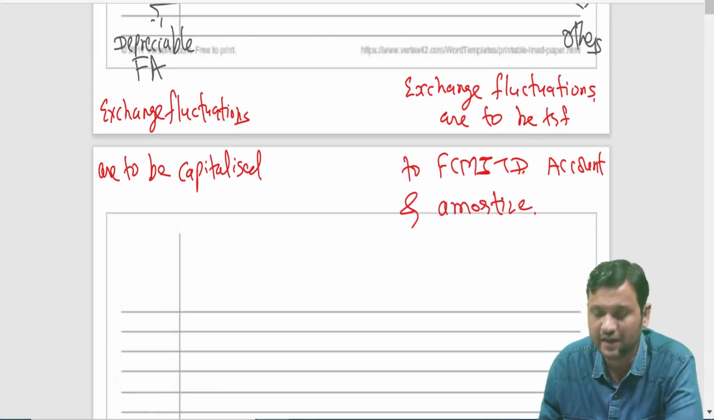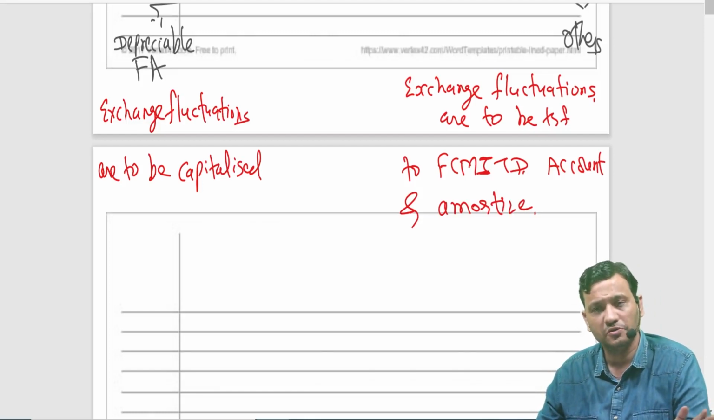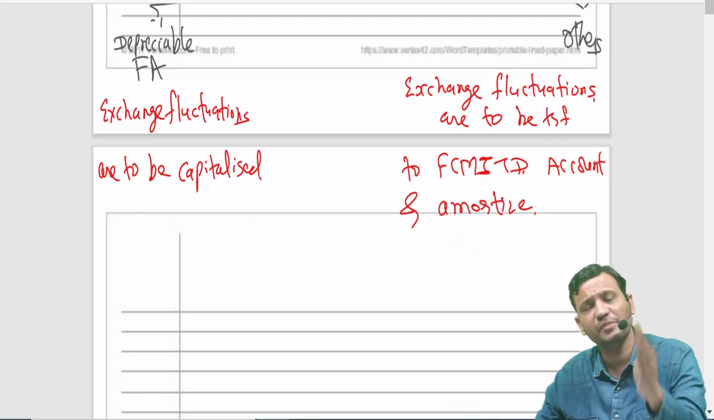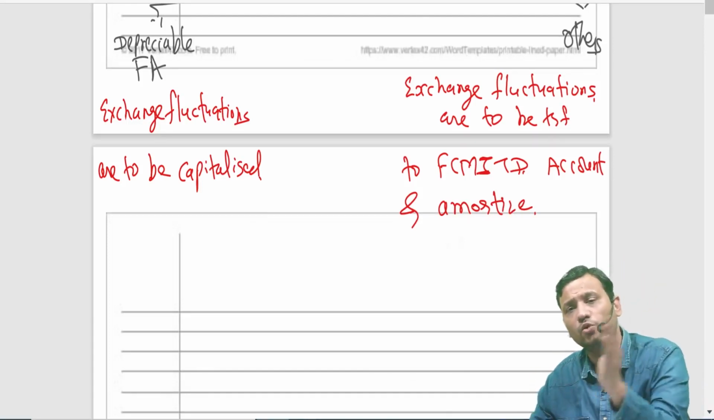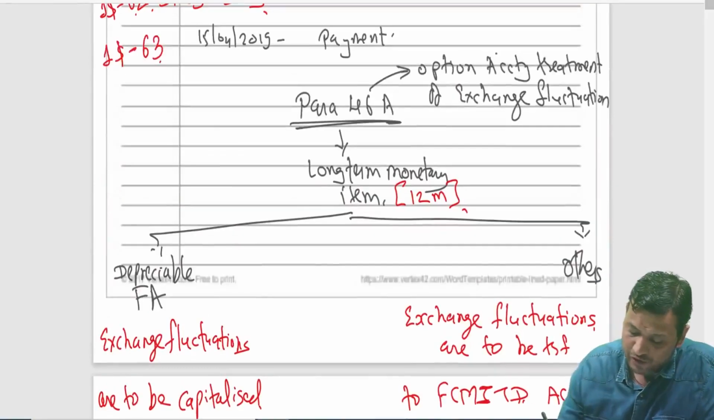Here it is not to be added to the asset because it is for others. It's not in relation to a depreciable fixed asset. So if it is in relation to others, exchange fluctuation will be accumulated under the FCMI TD account, and this FCMI TD will go to P&L over a period of time. Clear? So this is with respect to para 46.